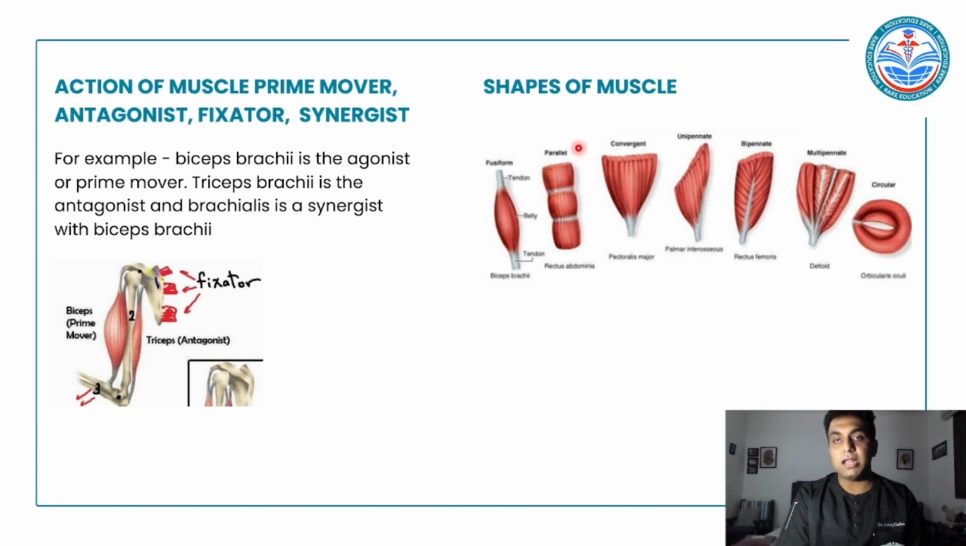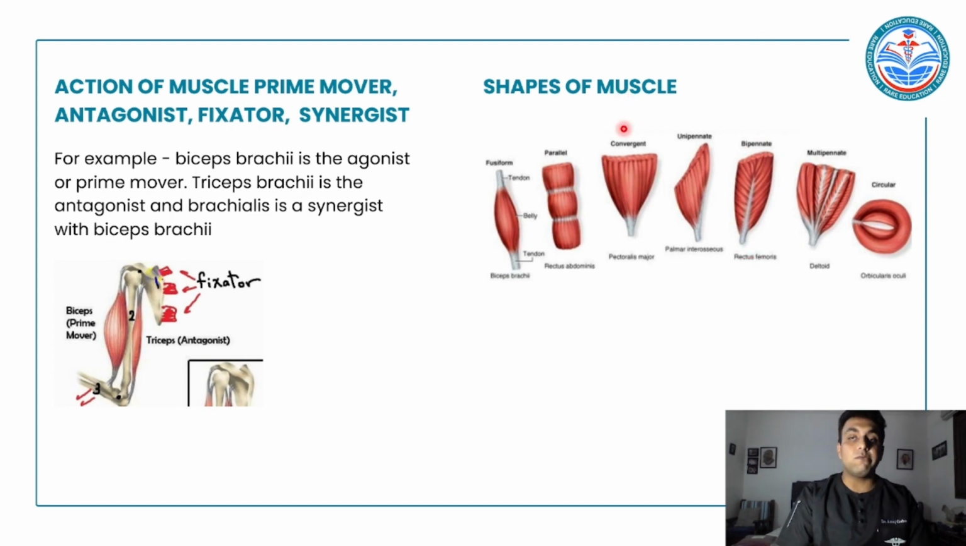Now, parallel muscles, always remember, a parallel muscle will always have a word in the name that is called rectus. So, rectus abdominis is the basic example for a parallel muscle, but there is an exception to this rule, which is an expected question for all of you: what is rectus femoris? Always remember that rectus femoris is a bipinnate muscle, even though it has rectus in the name.